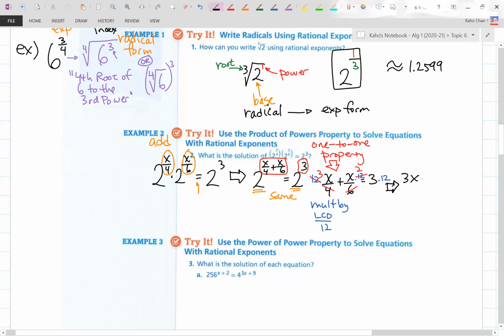3x plus 2x equals 36. You didn't know this, did you? Or maybe you've forgotten about this. My fraction disappeared because I did a trick called multiply by the LCD. Really, I love that trick because I don't like fractions all the time.